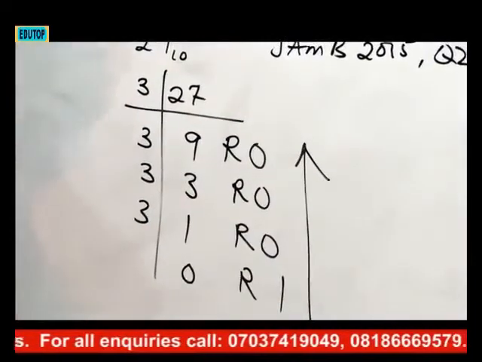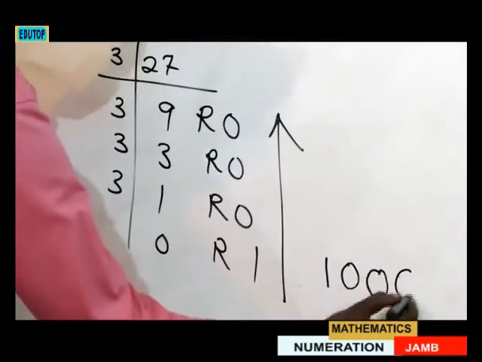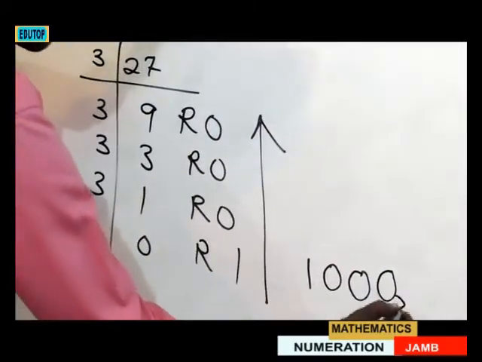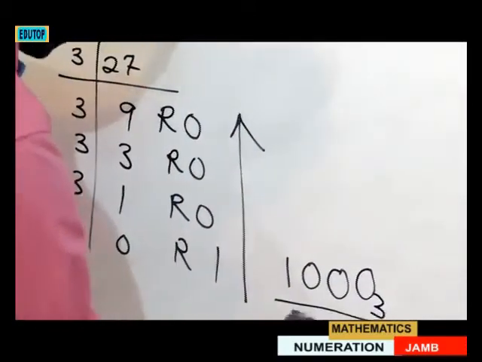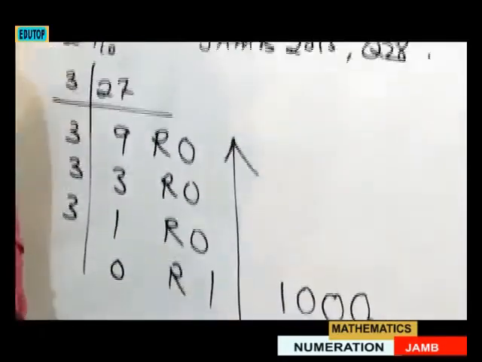So if you have to count it upwards, that means we are going to have 1, 0, 0, 0. In what base? Base 3. So this will be the answer to that question.